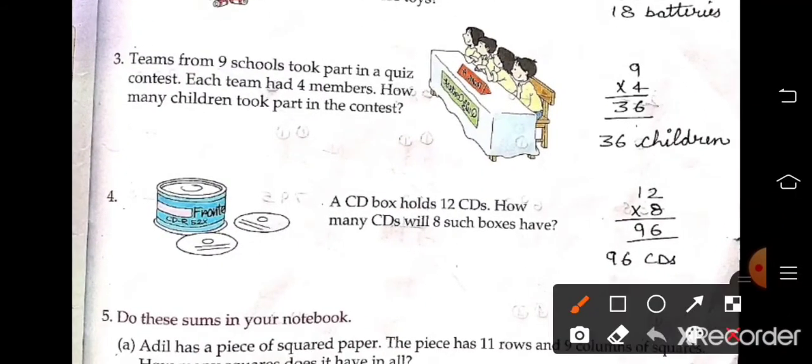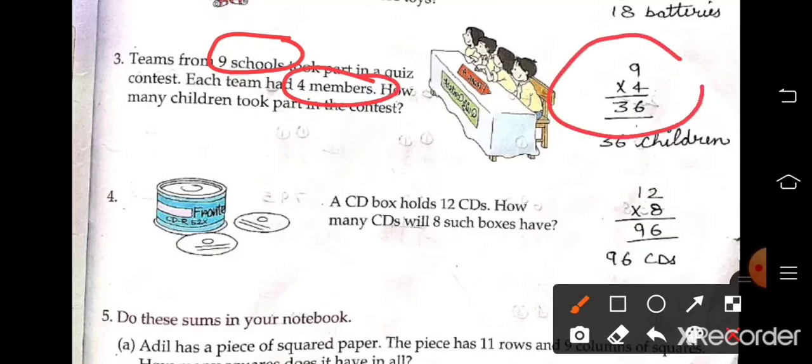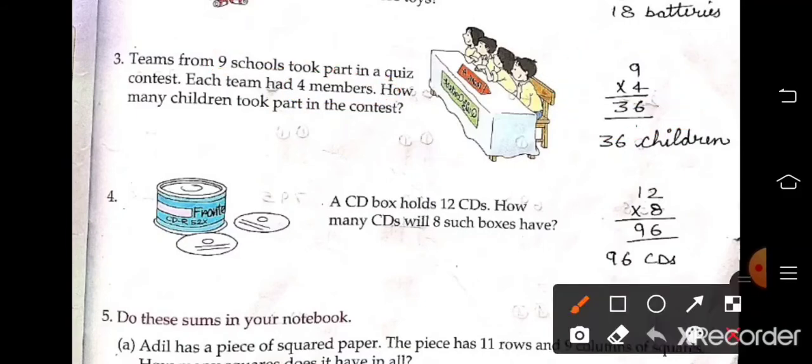Now the question number 3. Teams from 9 schools took part in a quiz contest. Each team had 4 members. How many children took part in the contest? So 9 schools and each team had 4 members. Okay, so total children 9 multiply 4. 9 4s are 36. Total participating children, 36.